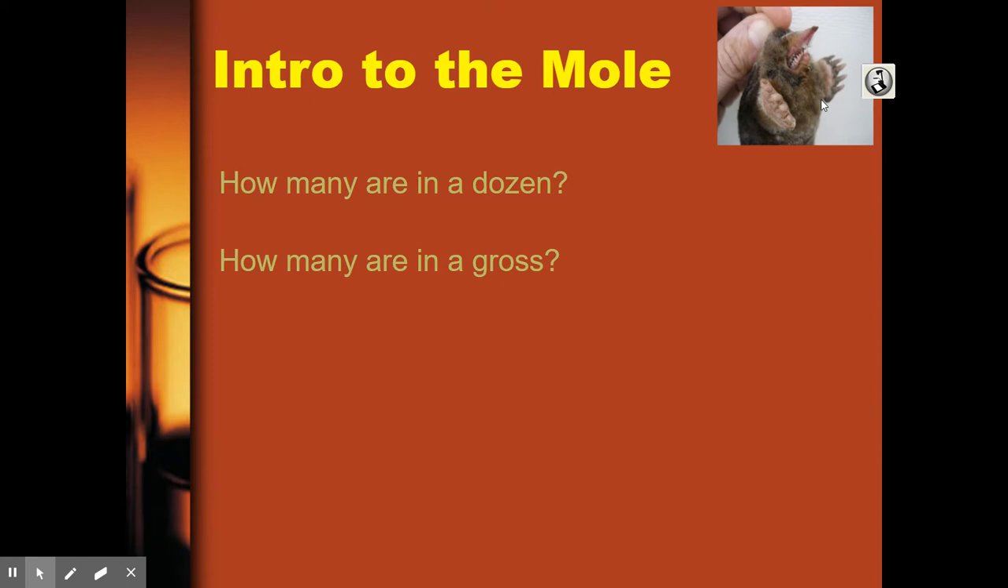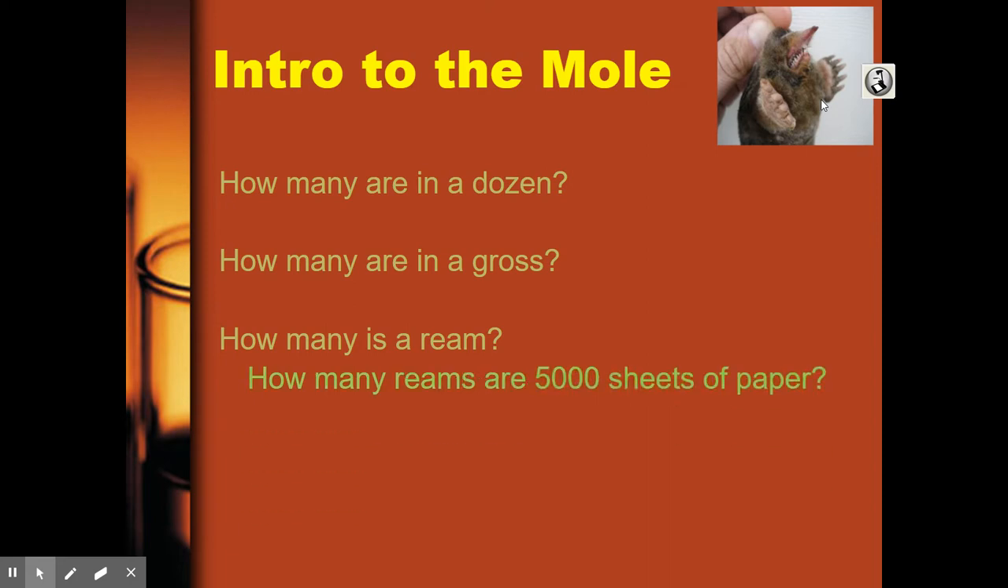How many are in a gross? You may or may not be familiar with the term gross. A gross is an old school term. If you buy lots of stuff, it might say there are 10 gross of them in here. A gross is 12 12s, which is 144. How many are in a ream? You're probably familiar with reams of paper. A ream contains 500 pieces of paper. And how many reams are in 5,000 sheets of paper? If you divide the 500 into 5,000, you get 10 reams, which is a case of paper. That is kind of where that comes from.